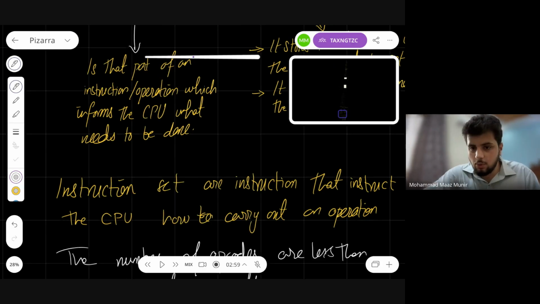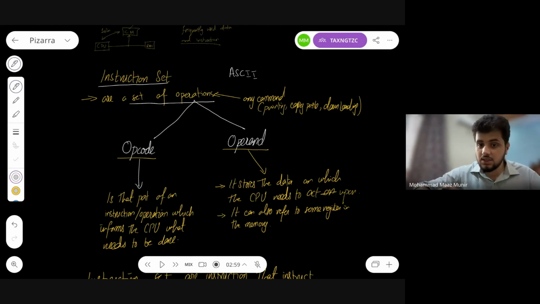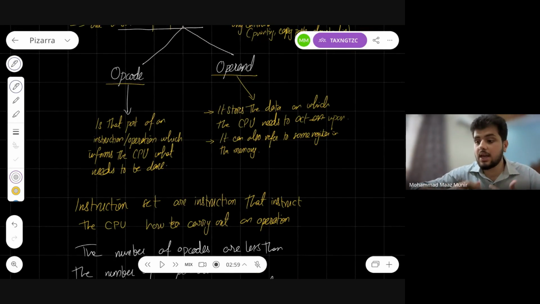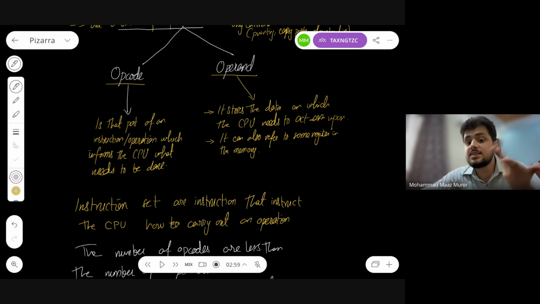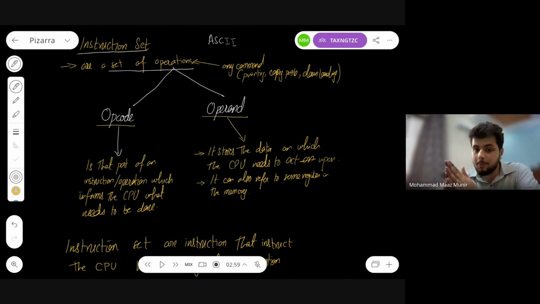So this is a very minor, small topic which is known as instruction set. Can you tell me, is this whole story clear? An instruction set is a set of operations that tells the computer what needs to be executed or how to execute it, how to carry out an operation. Operation further breaks into two parts, opcode and operand. Opcode is the part of the operation which informs the CPU what needs to be done, whereas operand is the part of the operation which stores the data on which the CPU needs to act.